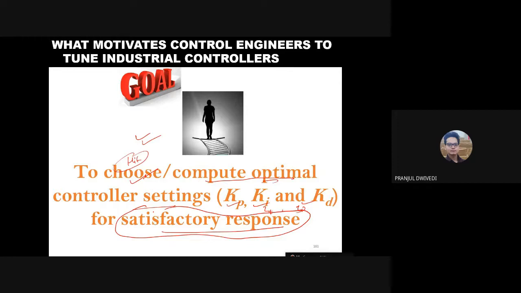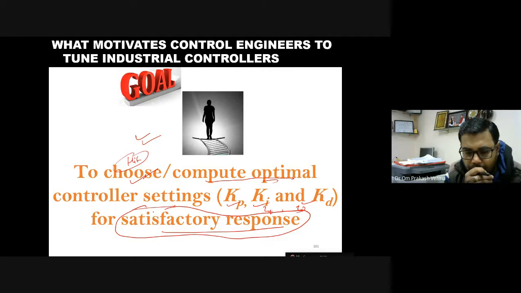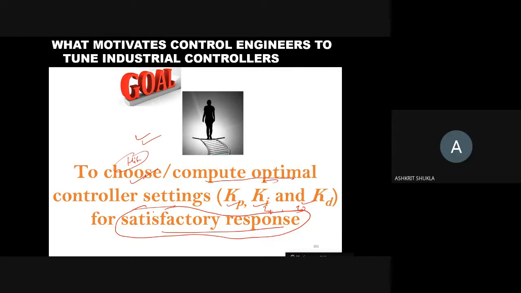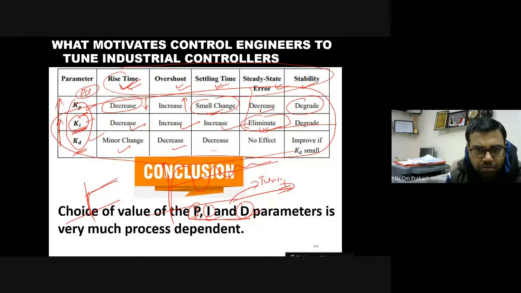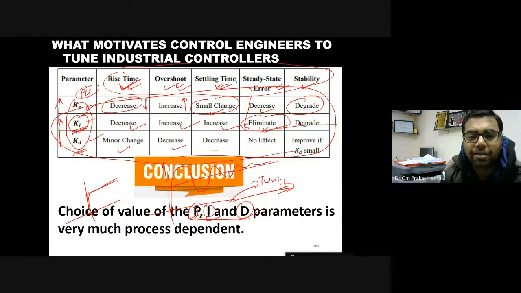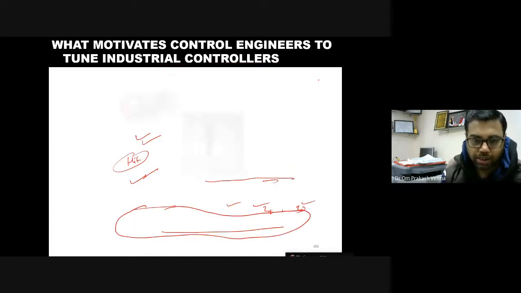So the response in which the rise time is less and overshoot is not there in the response, that response is called a satisfactory response. The settling time should also be less, no overshoot, rise time also quite small. If rise time is small, there is no overshoot, settling time is minimum, and steady state error is minimum or zero, you can say the system is highly stable.